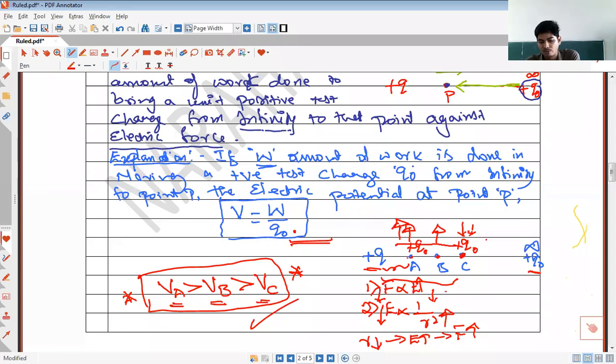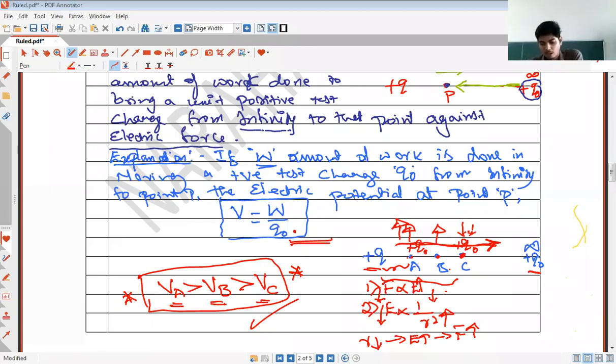However, can you tell me, as we move away from the source charge, what happens to the electric potential? Very good. As we move away from the source charge, potential goes on decreasing.